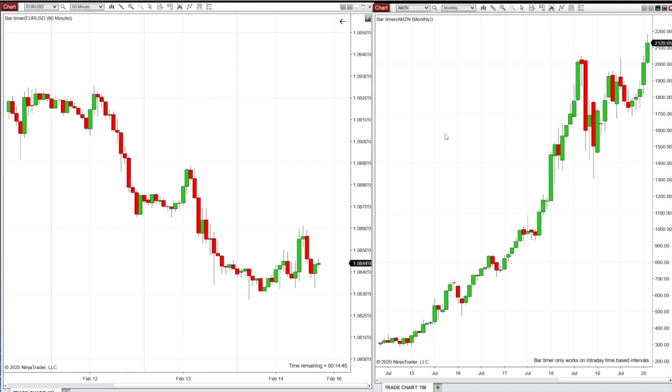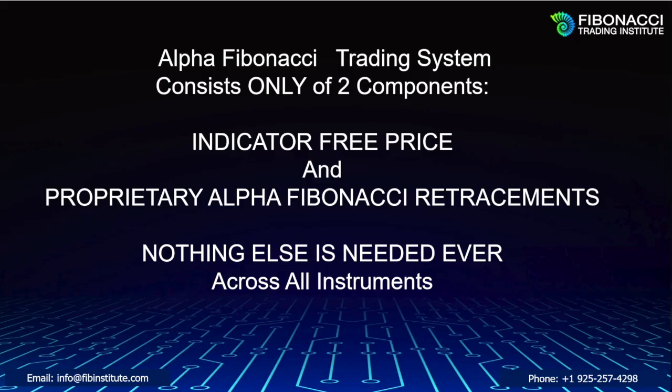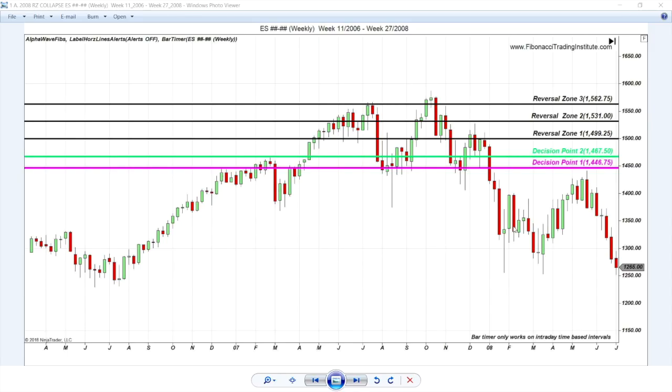You master pure price. You never ever need anything else. And this is what the Alpha Fibonacci Trading System is based on: pure price for entry and Fibonacci for exit. Nothing else is needed ever across all instruments. So this was the crash of 2008.